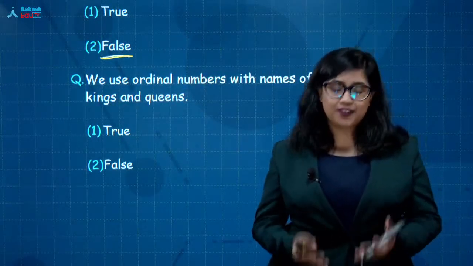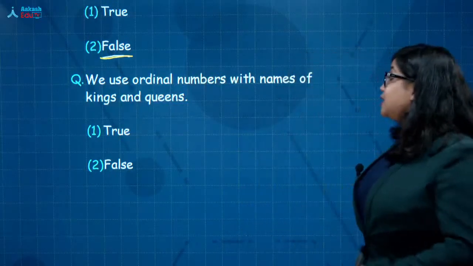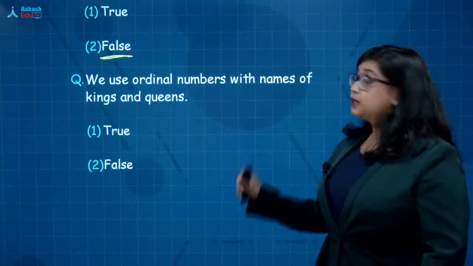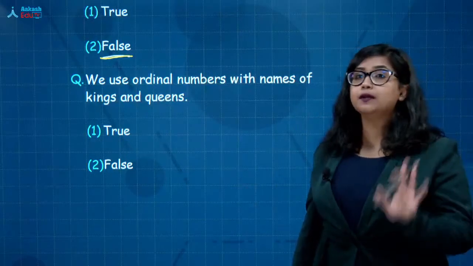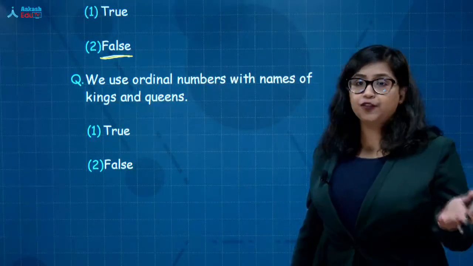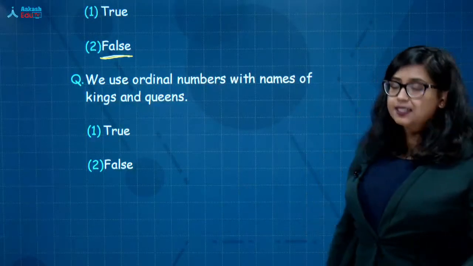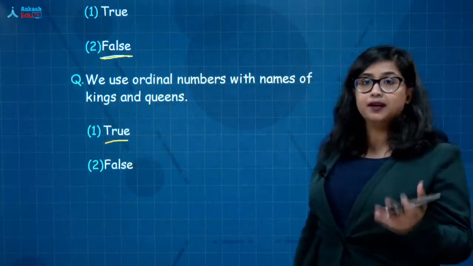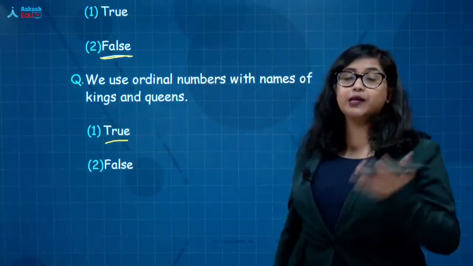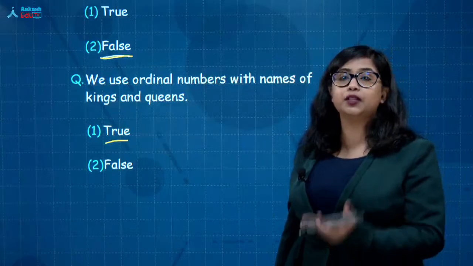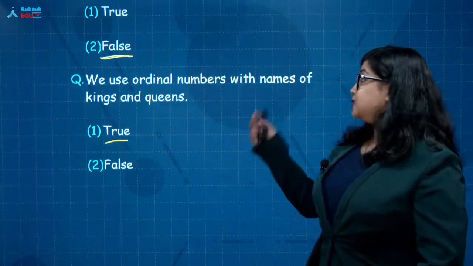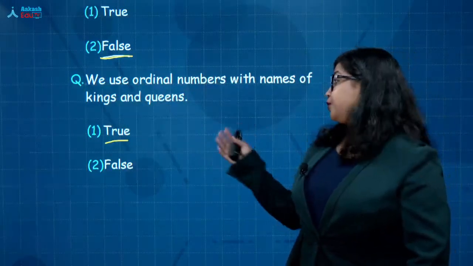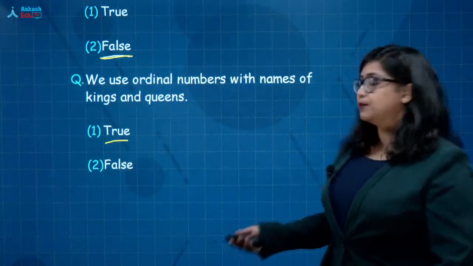Well done guys, very well done, excellent job. So we use ordinal numbers with names of kings and queens. Once again, ordinal numbers means first, second, third, fourth, right? And yes, the statement is absolutely true. For example, King Edward the 8th, right? So you can see we have used the ordinal number with the name, alright? So we do use ordinal numbers before names of kings and queens.